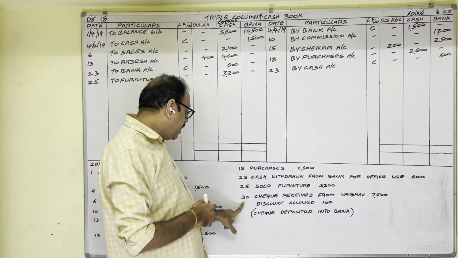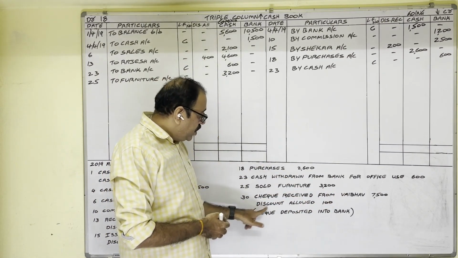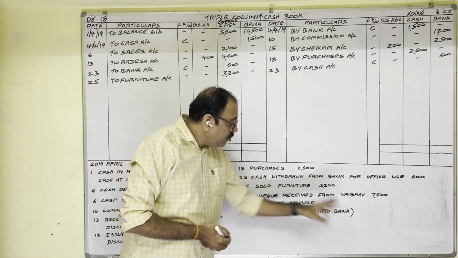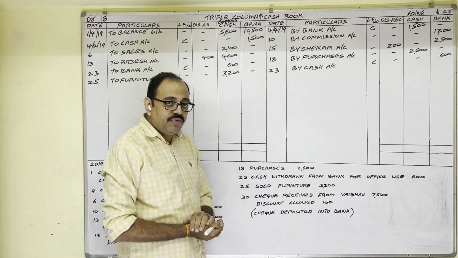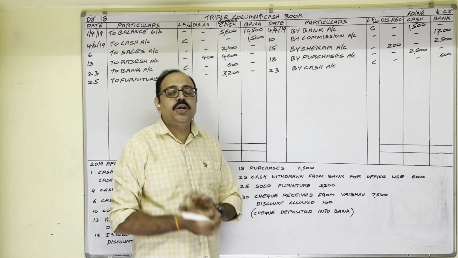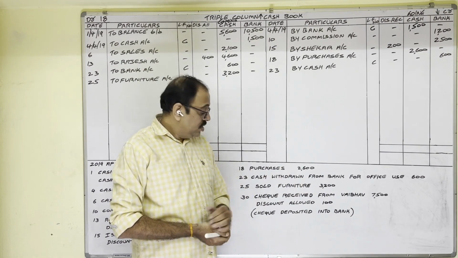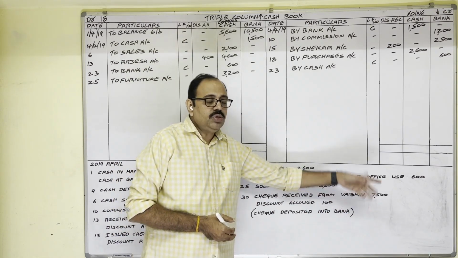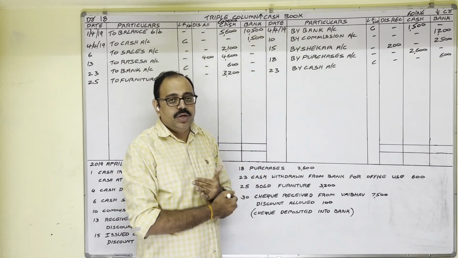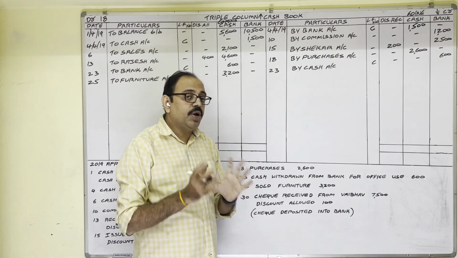Next, 30th date. Check received from Vaibhav 7,500, discount allowed 100 rupees, and check deposited into bank. So what is the meaning of this? From Vaibhav, the firm has to receive 7,600 rupees. As a full settlement, Vaibhav issued a check for 7,500. So a check worth 7,500 is coming, and 100 rupees discount allowed.